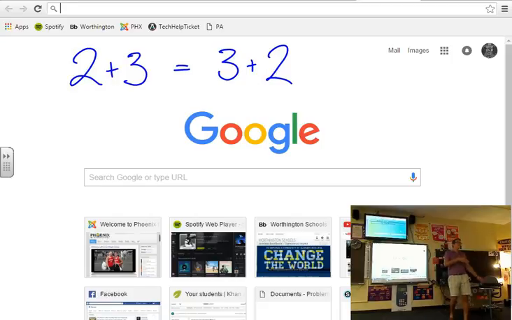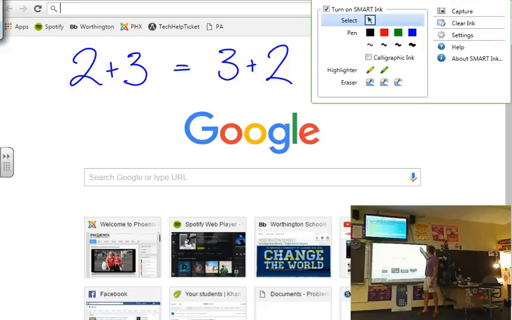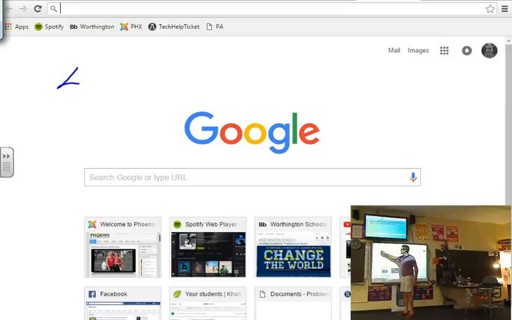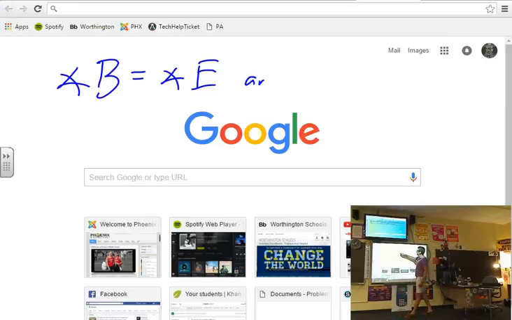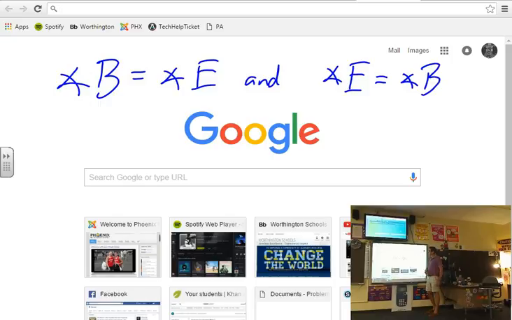Yeah, so when we talk about the commutative property, we're saying this expression is equal to that expression because I'm allowed to change the order in which they're written. But what you guys really have is angle B is equal to angle E, and then angle E is equal to angle B. So now, do you know why that's symmetric?